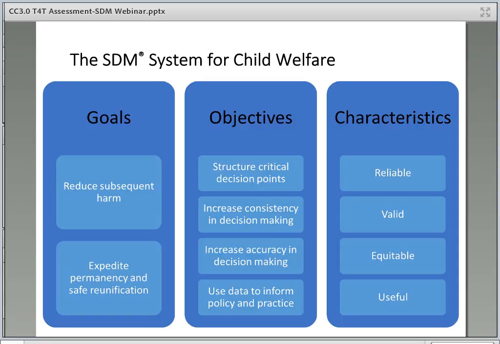SDM assessments help us to be more consistent or reliable in how we make decisions. In other words, when multiple people use the same assessment with the same family, they will get the same results. Consistency helps promote equity in decision-making and helps make sure that families receive the support they need, regardless of what social worker is assigned to their file. SDM assessments will help to support greater accuracy or validity in decision-making, particularly related to identifying which families are more likely to experience harm in the future.